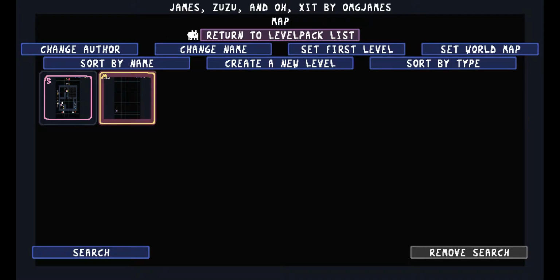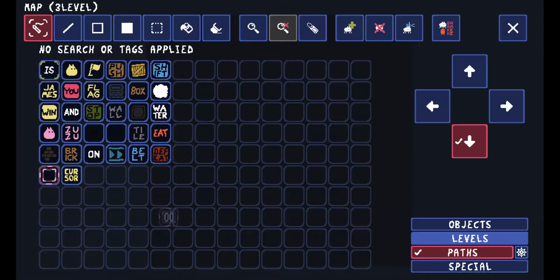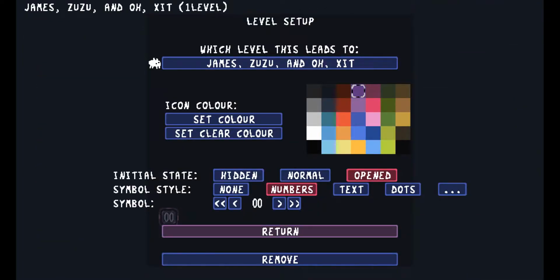So yeah, the map layout is going to be purple, means every character... Or, this is what level colors mean, if you couldn't guess what they're gonna be. Yellow, James. Rosie, for Zuzu. And black for exit.